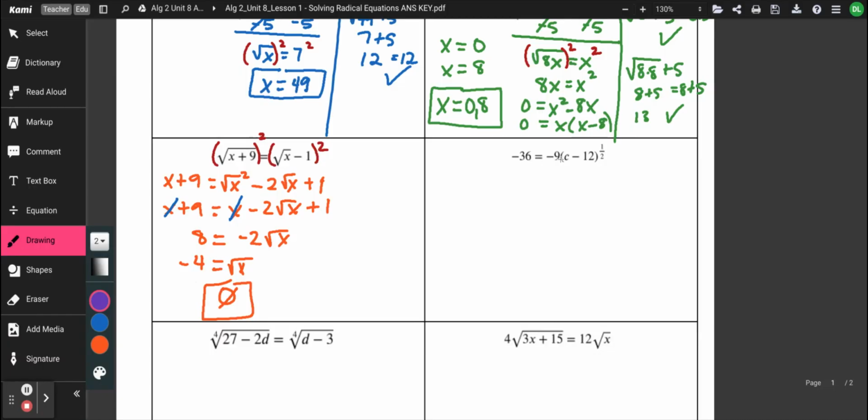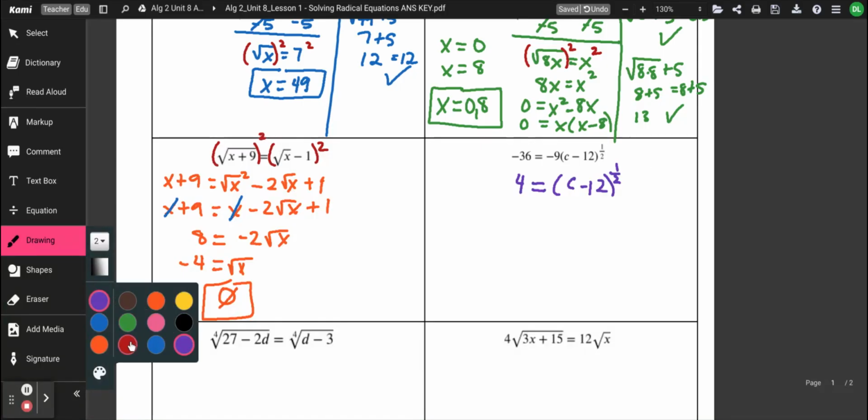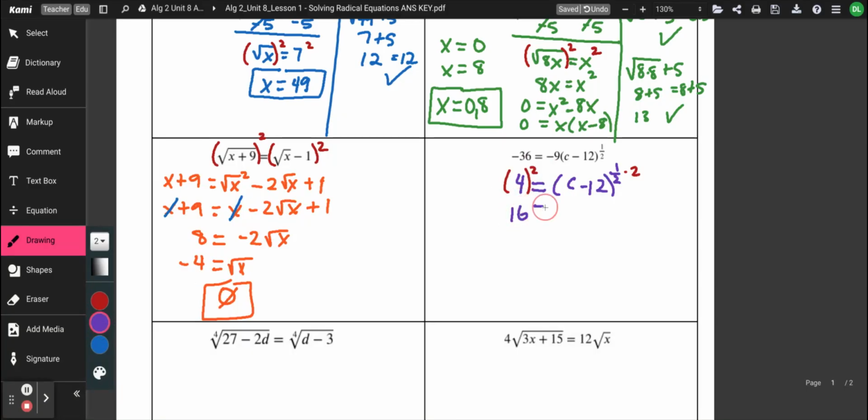So the first thing we're going to do is divide by -9, which will give us 4 equals. And then I am going to keep this in fraction form. You could also write it as a radical, but we need this to become a 1. That's essentially what we're doing in the other problems when we raise the square root to the second power. So for this one, if it's 1/2, we're going to have to multiply it by a power of 2, so we have to do that on both sides. So 16 is going to equal, these are going to cancel and become 1, c minus 12. So c is going to equal 28.